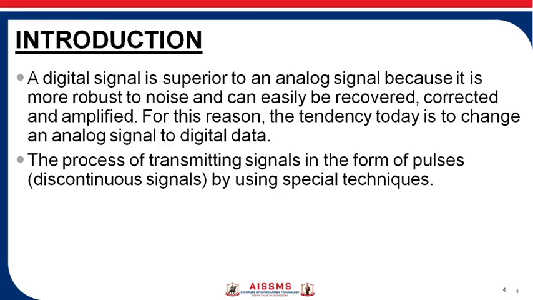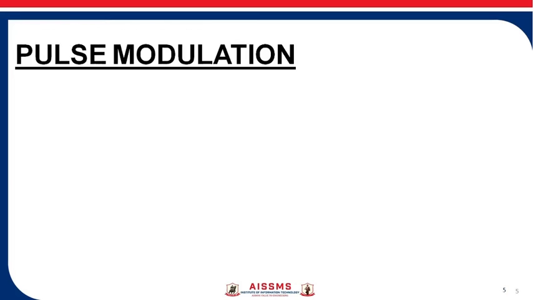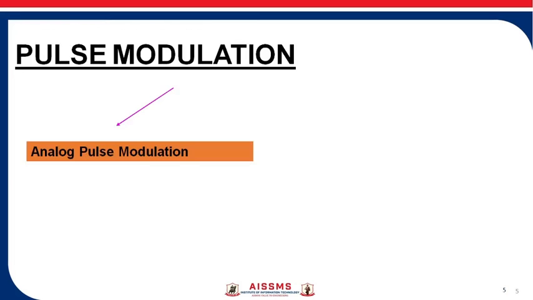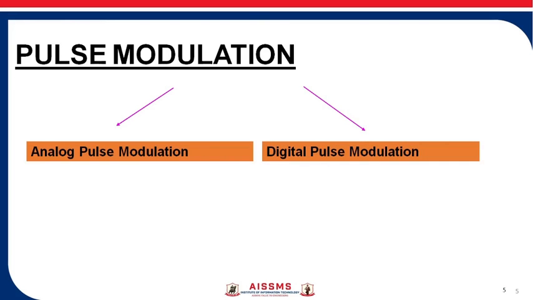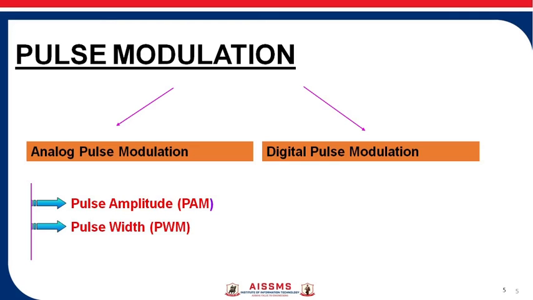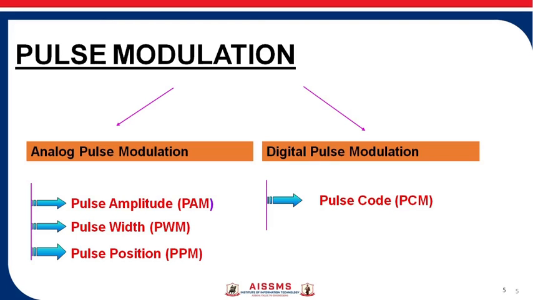The process of transmitting a signal in the form of pulses, discontinuous signals, by using a special technique, that technique is nothing but pulse modulation. So basically there are two types of pulse modulation, analog pulse modulation and digital pulse modulation. The first types of analog pulse modulation are PAM, pulse amplitude modulation, pulse width modulation and pulse position modulation. And in digital pulse modulation there are basically pulse code modulation and delta modulation.